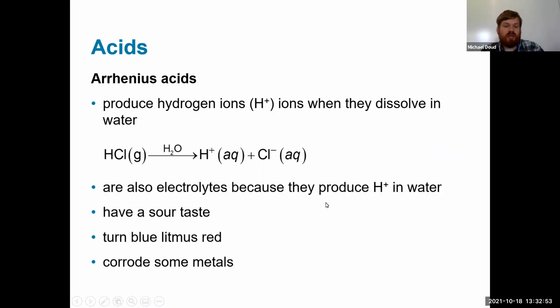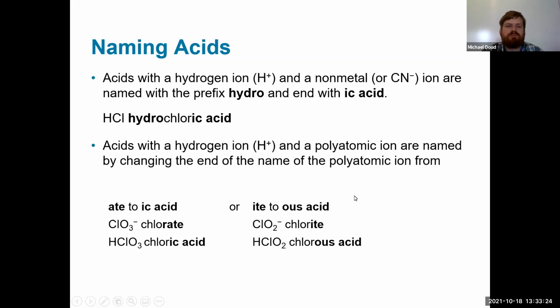Now, these are electrolytes because when they're in water, they've fully dissociated to hydrogen ions and chloride ions. These have a sour taste, and they will turn blue litmus red. Litmus paper is one of the most common types of chemical tests that basically detects base or acid. It's where the word litmus test comes from. Litmus test literally tests for acid or base of a certain liquid. And these Arrhenius acids will be able to corrode some metals.